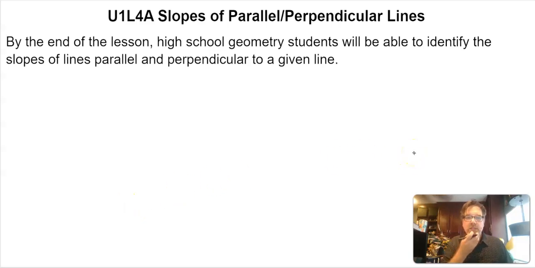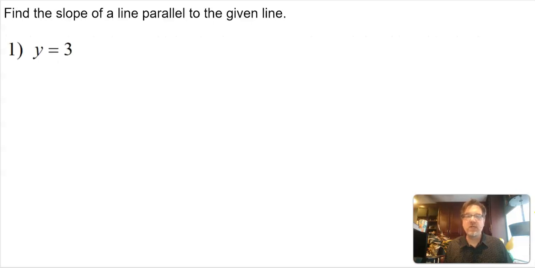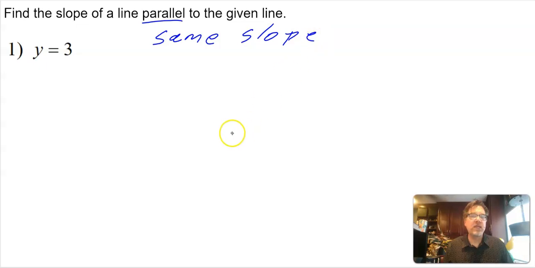All right, let's go ahead and actually practice the skill we saw in that last video. So if you open up your assignment to U1L4A, the assignment, please. Let's find the slope of a line parallel to this line in number 1. So parallel lines have the same slope. We learned that in that video.